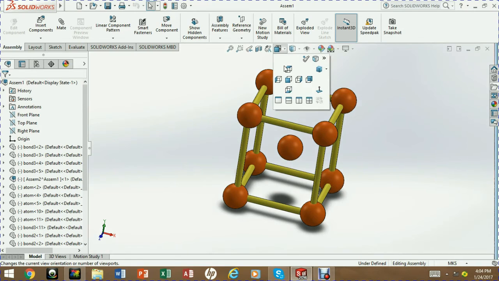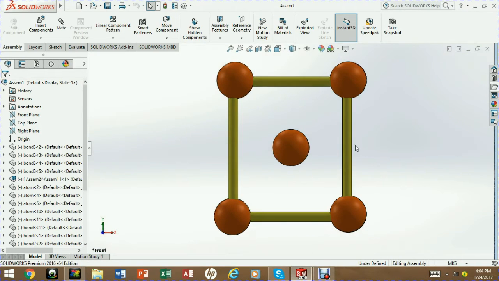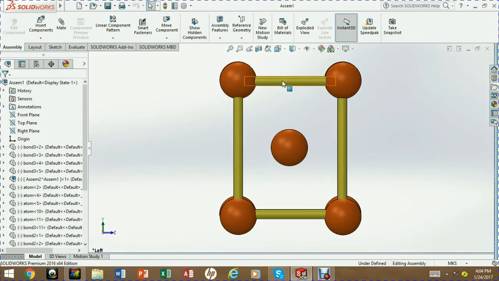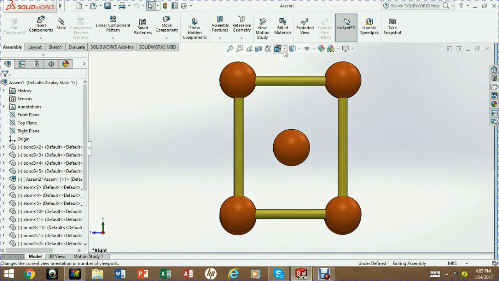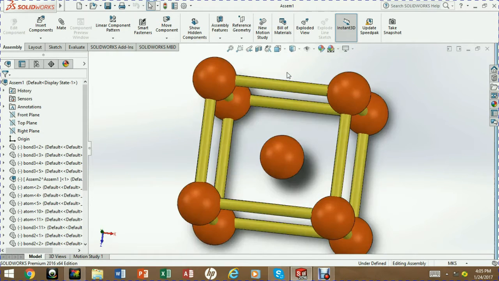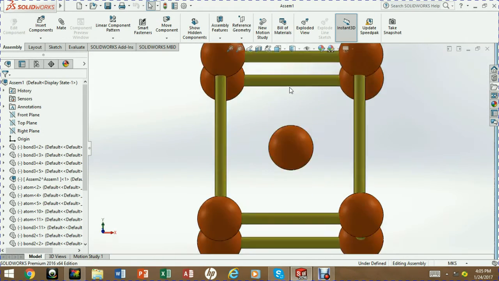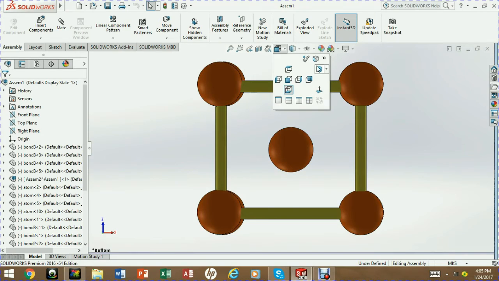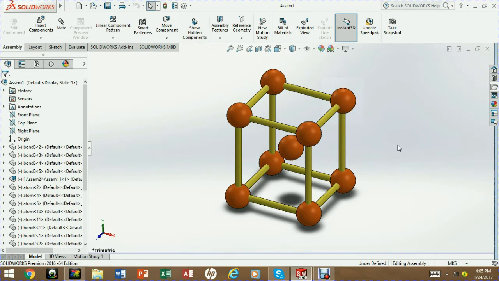Now we are going to see the front view of the lattice, followed by the left side view, followed by the right side view, followed by the top view, followed by the bottom view. Now we are seeing the isometric view of the lattice, and that's it for the body-centered tetragonal lattice.